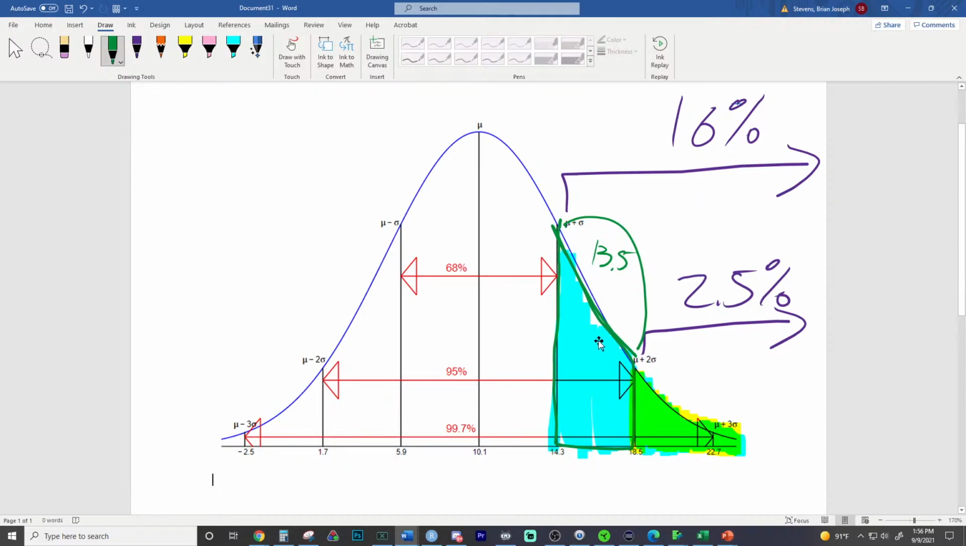The more you do it, and you might even memorize them, I can tell you all the numbers here are 34, and it repeats 13.5, 2.35, and 0.15. We will cover this in class, but if you do this enough, you will memorize these numbers, and then you can always check your work out. But it repeats on both sides right here.